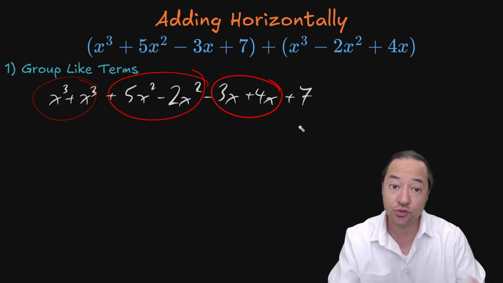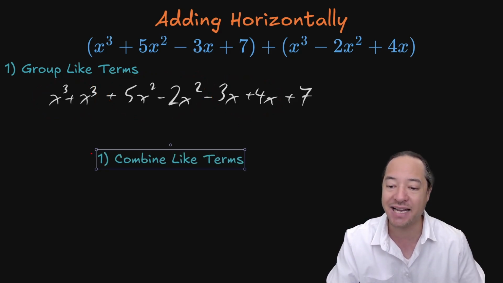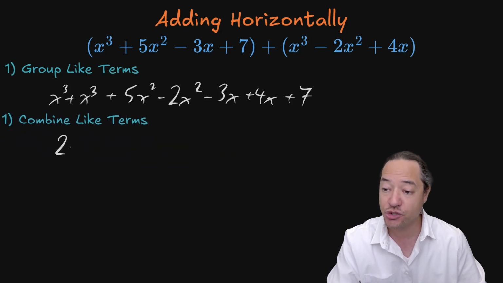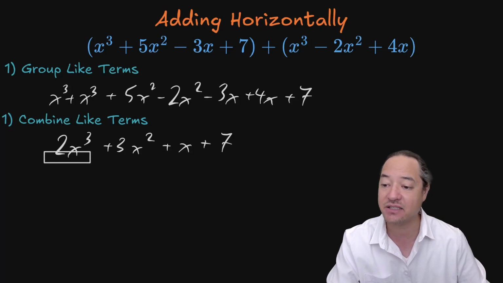And so once we've grouped them together, then the second step is just going to be to combine them. Okay, so we just want to combine the like terms. And this will give us essentially 2x cubed, right? And then this will give us 5 minus 2, that'll be a plus 3x squared. Minus 3 plus 4, that'll give us a plus 1x, and then we're left over with a plus 7. And that's it, right? We've done it.